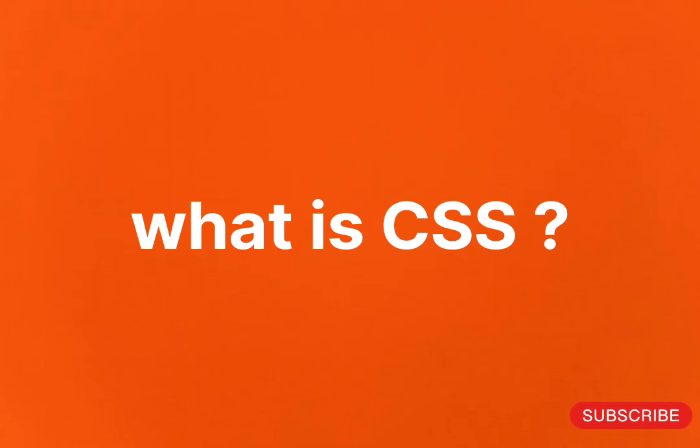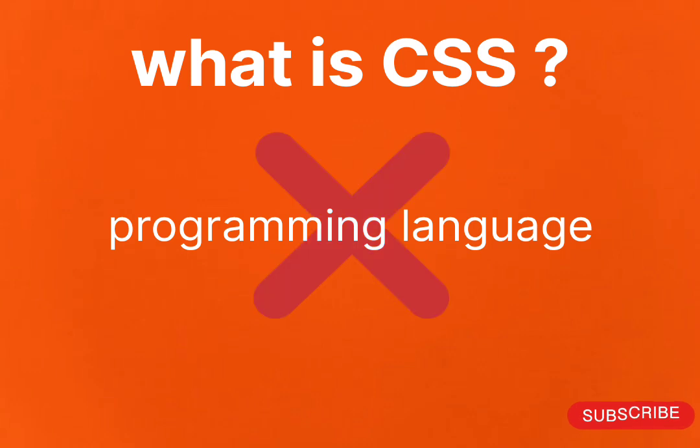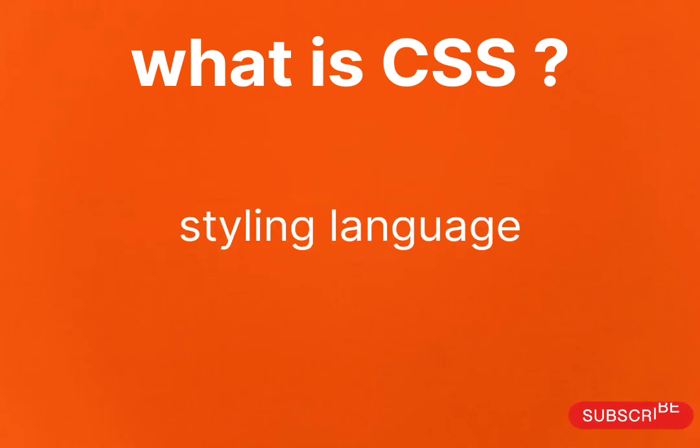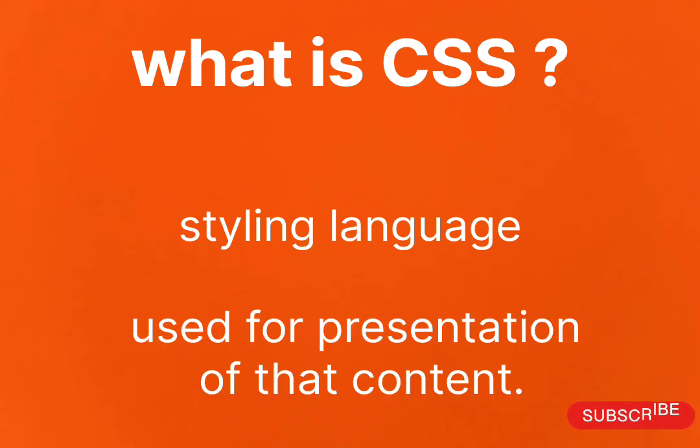A common misconception is that CSS is a programming language, but that is incorrect. CSS is actually a styling language which is used for modifying the appearance of the content of web pages. Just as HTML is used for the content of web pages, CSS is used for presentation of that content.